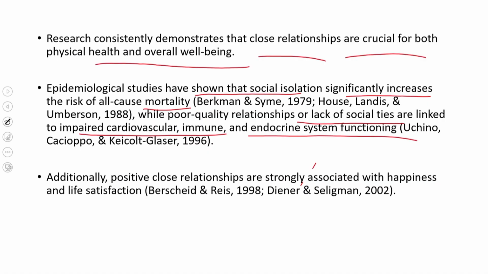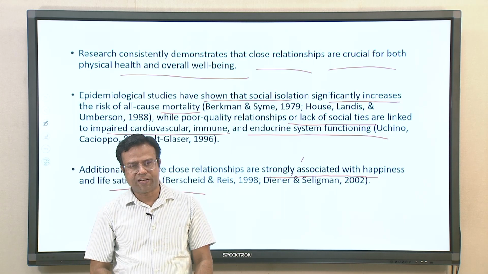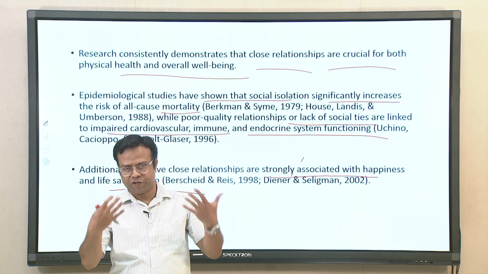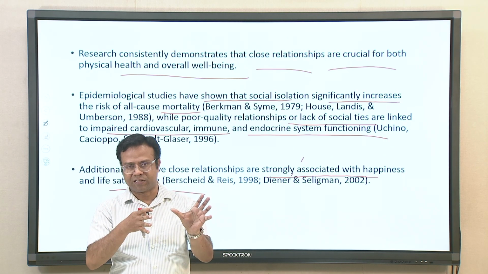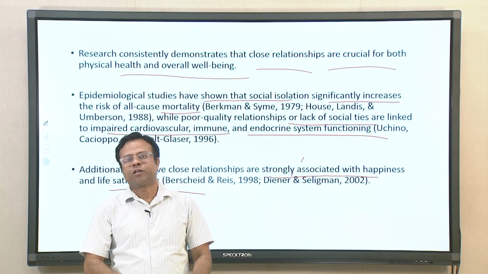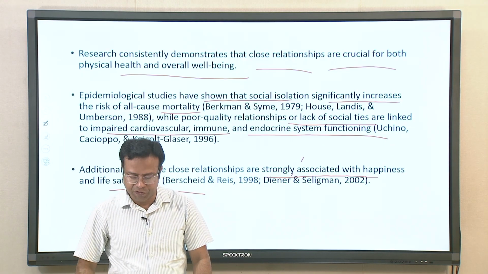Also, positive close relationships are strongly associated with happiness and life satisfaction. So, the other side of the coin is also true, which says that when people have more positive relationships and a better social support system, it contributes to higher happiness and life satisfaction.